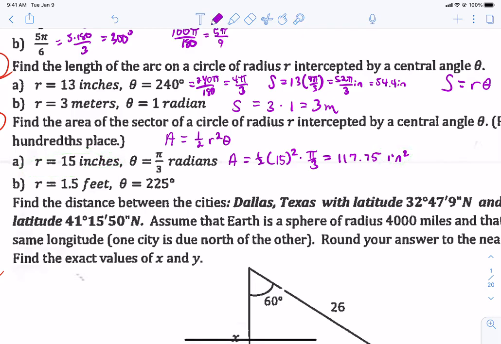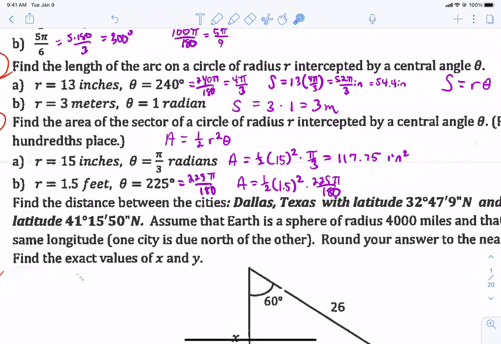Now let's go on to B. We have our radius, but this time our angle measure is not in the correct form. So we know this is 225 pi over 180. Now, if you want to reduce that, go for it. But it's not necessary because we have to enter it into a calculator anyway. So the area for this one is going to be 1/2 times 1.5 squared times 225 pi over 180. Again, if you wanted to reduce that, you can. If you knew what it was from the unit circle, go for it.